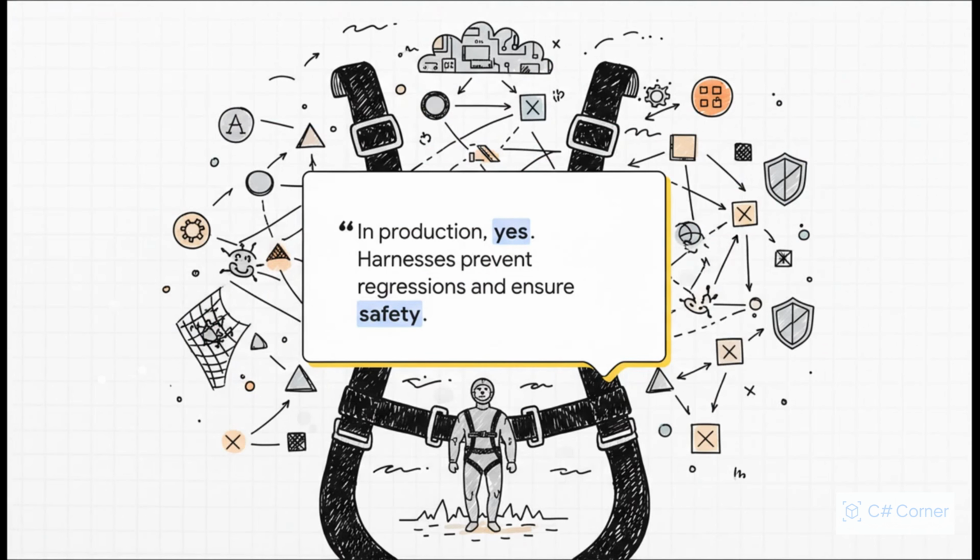And you might be asking, do all agents really need a harness? The source material on this is crystal clear. For any system that's going into production, the answer is an emphatic yes. A harness is your safety net. It's what catches those sneaky regressions before your users do, and it ensures your agent is behaving safely.